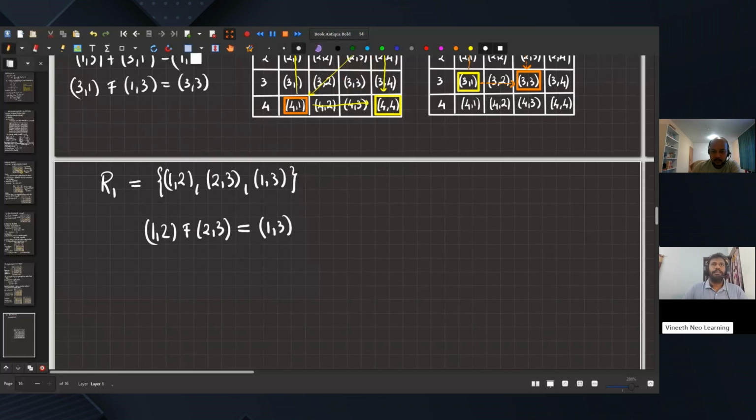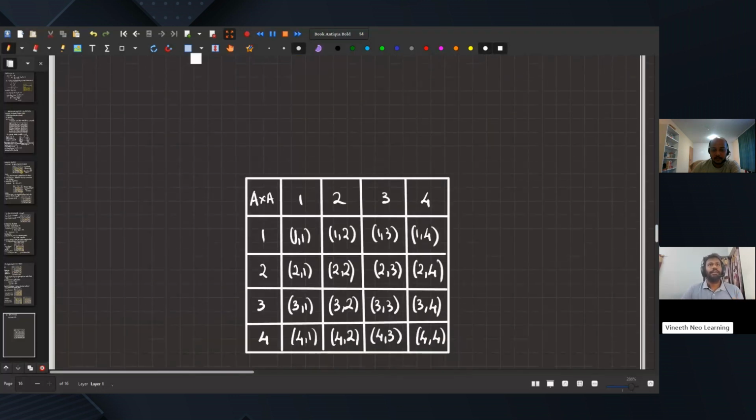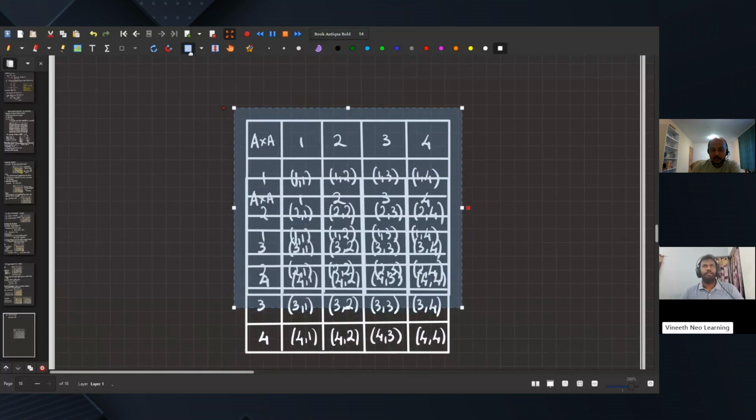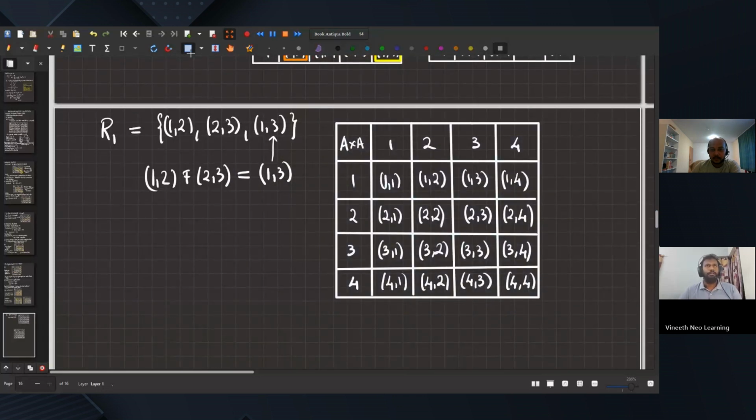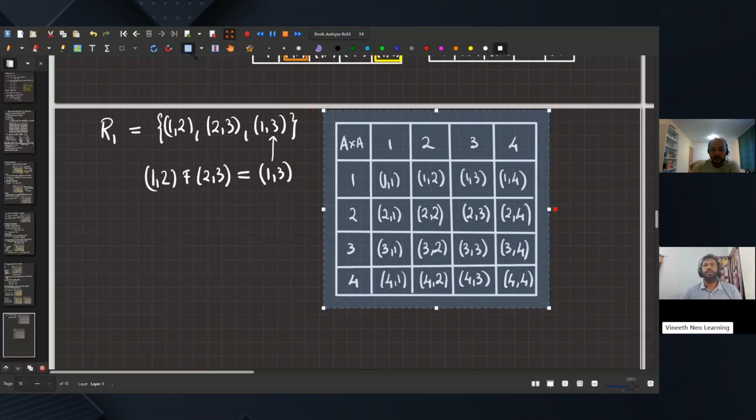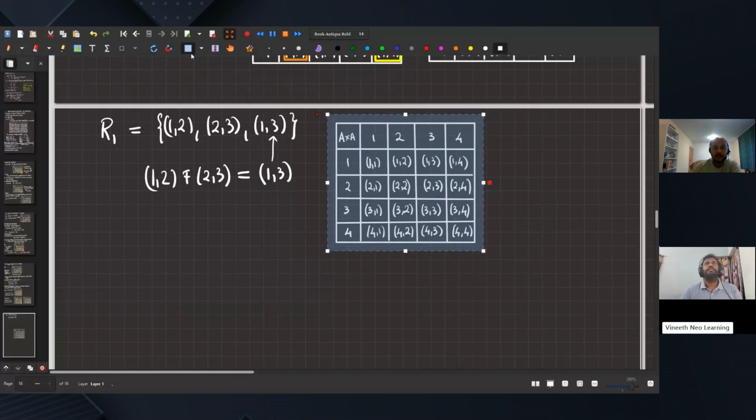Since no other product is possible, and the definition is that all transitive products must be present, here only one transitive product is possible, and it is present here. So this relation is in fact a transitive relation. That is the idea here, defining relations in terms of this new product. Only one transitive product is possible, which is (1,2) and (2,3).